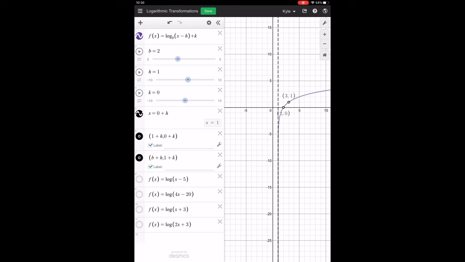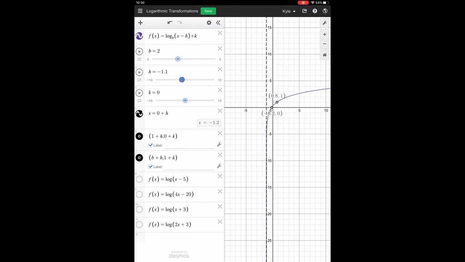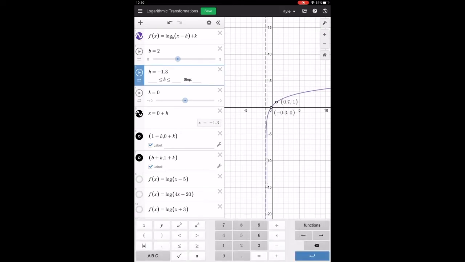What do you notice just happened here? Take a look. As I set h to be 1, I now had the function x minus 1. What happened? Well, I moved the entire graph over to the right. What happens if I have negative 1? It looks like I moved the graph over to the left.